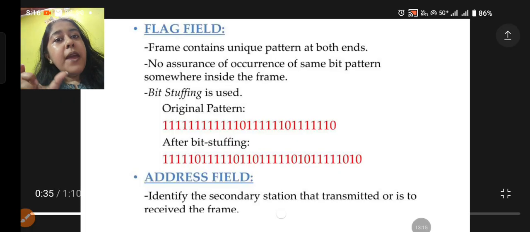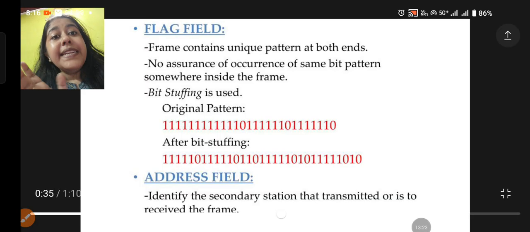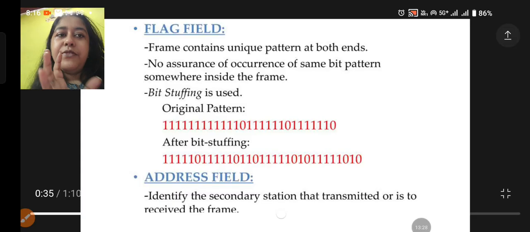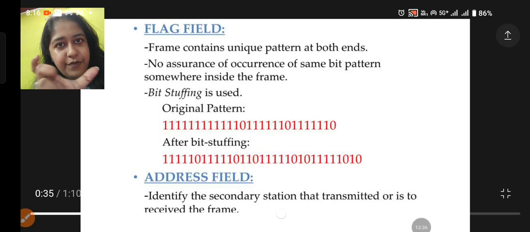But our flag fields are a unique pattern. Both the ends, whatever flag fields are there, will be of a unique pattern. But in between, no assurance is given that the same bit patterns will not occur in the other fields. There is no such assurance given, inside the frame, not the flag bits, the other bits.